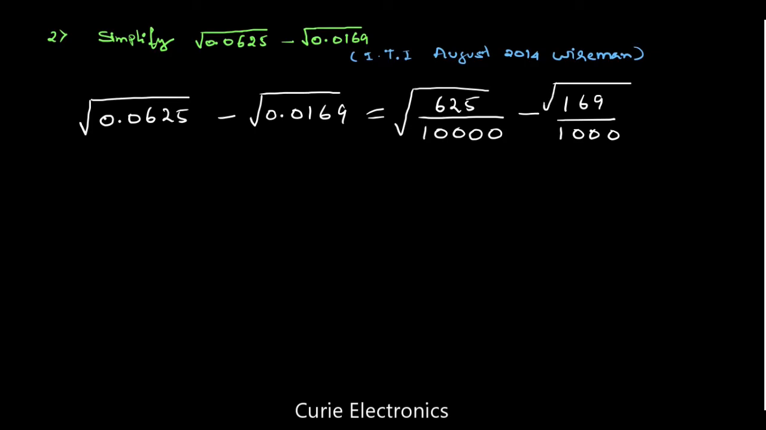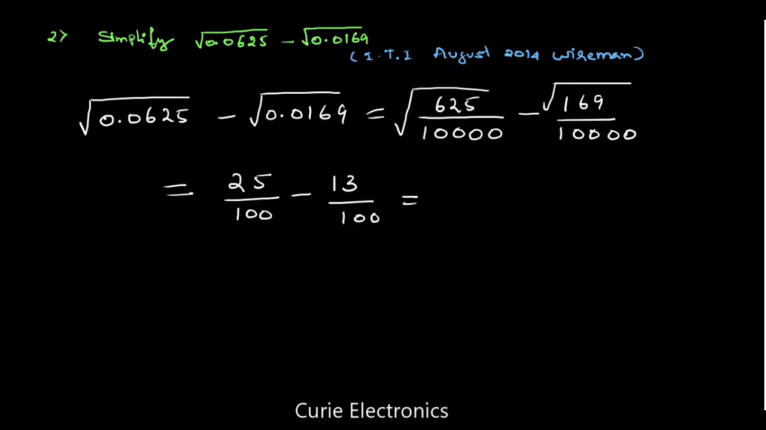Now, what is the square root of 625? It is 25. 25 multiplied by 25, you will get 625. What is the square root of 10,000? That is 100. 100 multiplied by 100, you will get 10,000. What is the square root of 169? That is 13. 13 multiplied by 13, you will get 169. Again here it is 10,000, and again we will get 100.